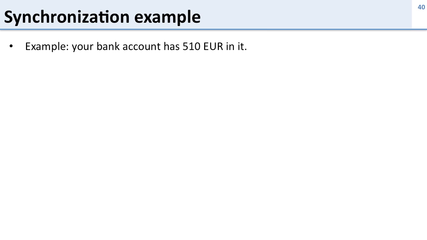So now we're going to talk about synchronization. Remember, we saw an example of synchronization when we looked at adding up the numbers, how processors have to synchronize with each other to make sure they're done before they do more work. The example we're going to look at here is from a bank.